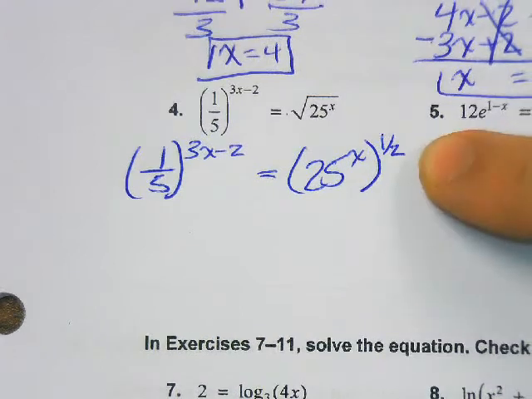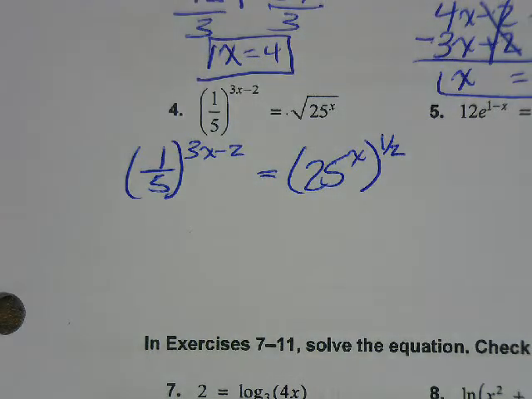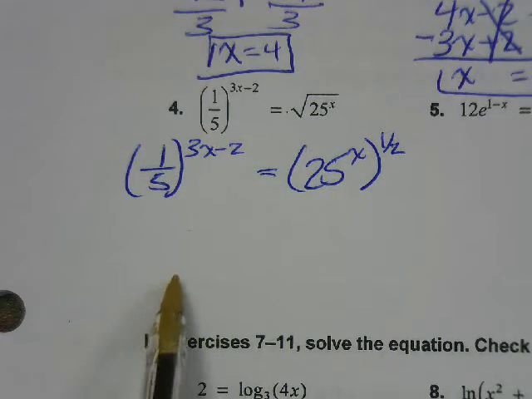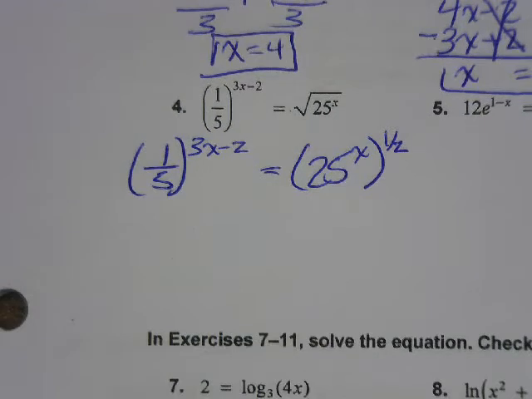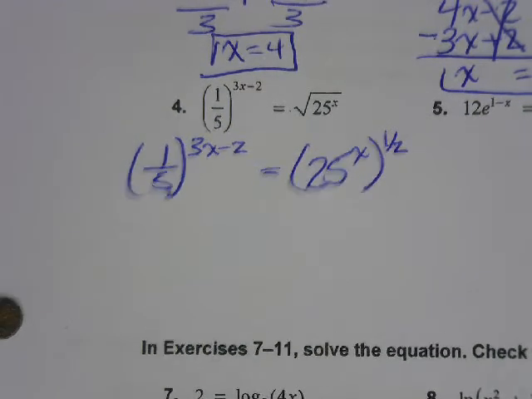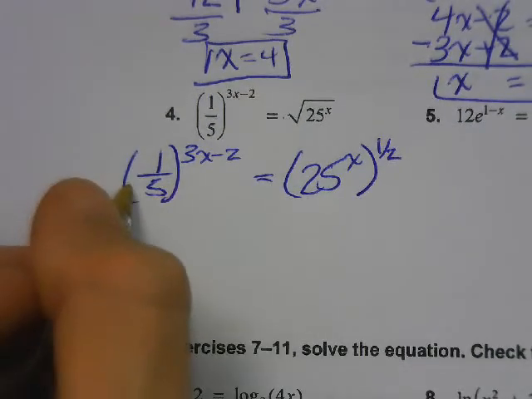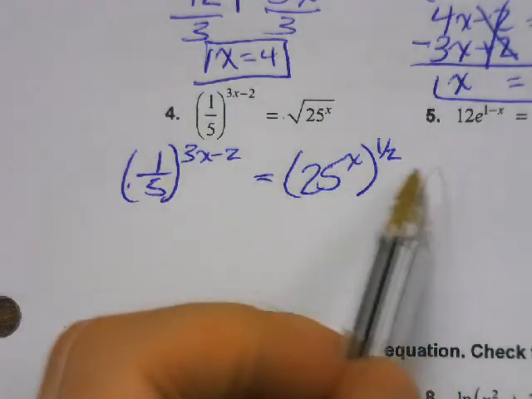We do not have like bases, so I can't just take my exponents, but we're going to try to make the bases like one another. So 1/5 and 25 here. That's going to be a problem for me because this 5 needs to be up in the numerator. Right now it's in the denominator.